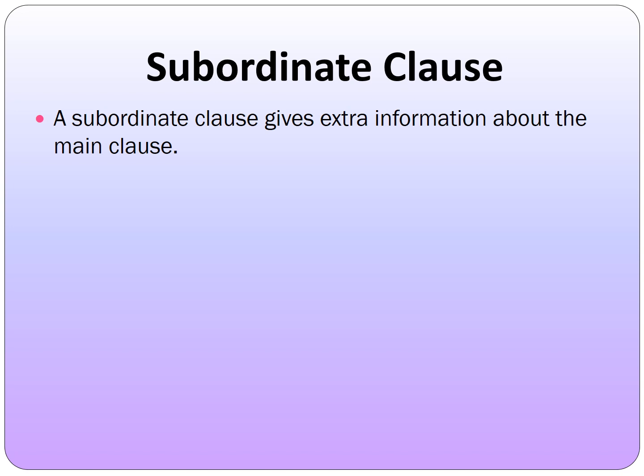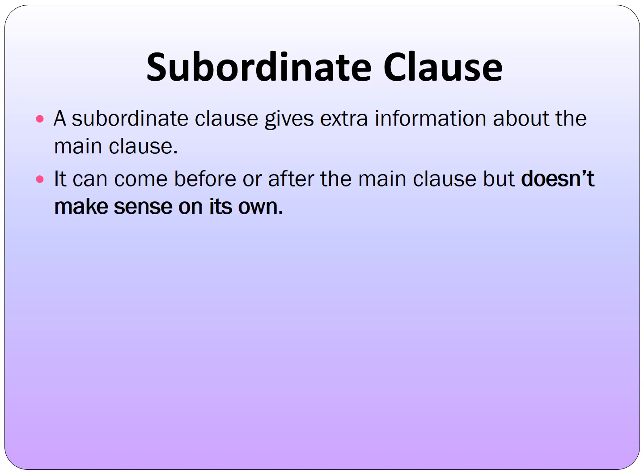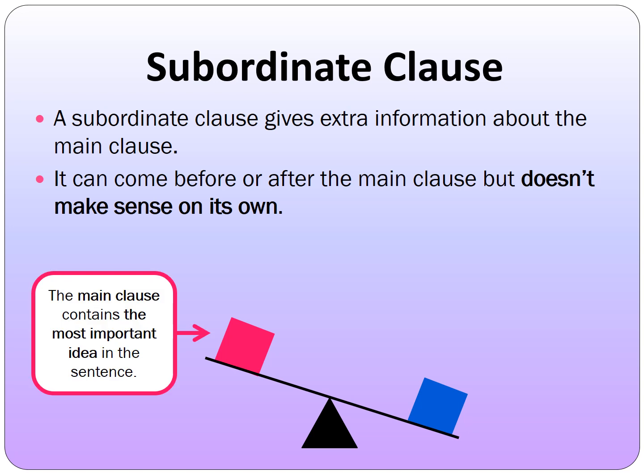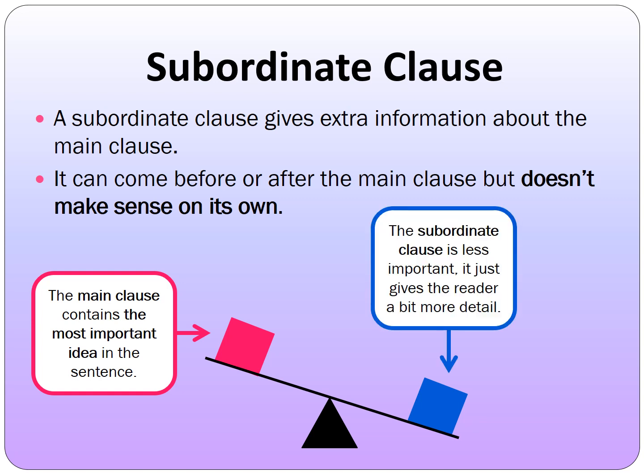Subordinate clauses. A subordinate clause gives extra information about the main clause. It can come before or after the main clause, but if you read it by itself, it doesn't make sense on its own. So here we have an example. The main clause contains the most important idea in the sentence. The subordinate clause is less important. It just gives the reader a bit more detail.